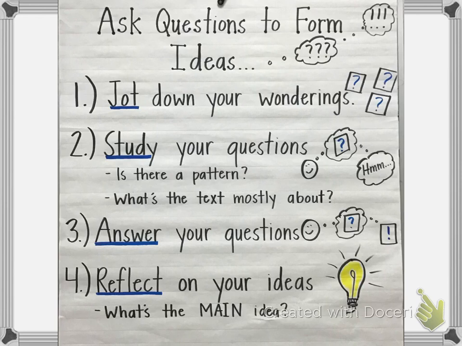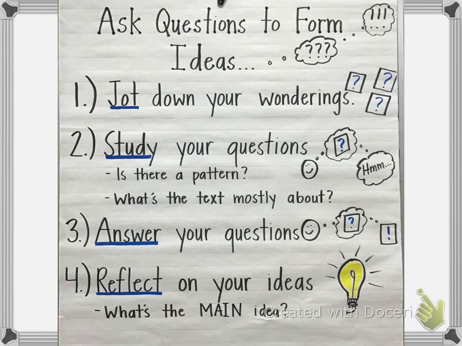You might have had a really great question, and then by the time you get to a good stopping point, you might be like, oh my gosh, I forgot my question. I should have written it down. So that's why in this strategy, step 1 is to jot down your wonderings or your questions.